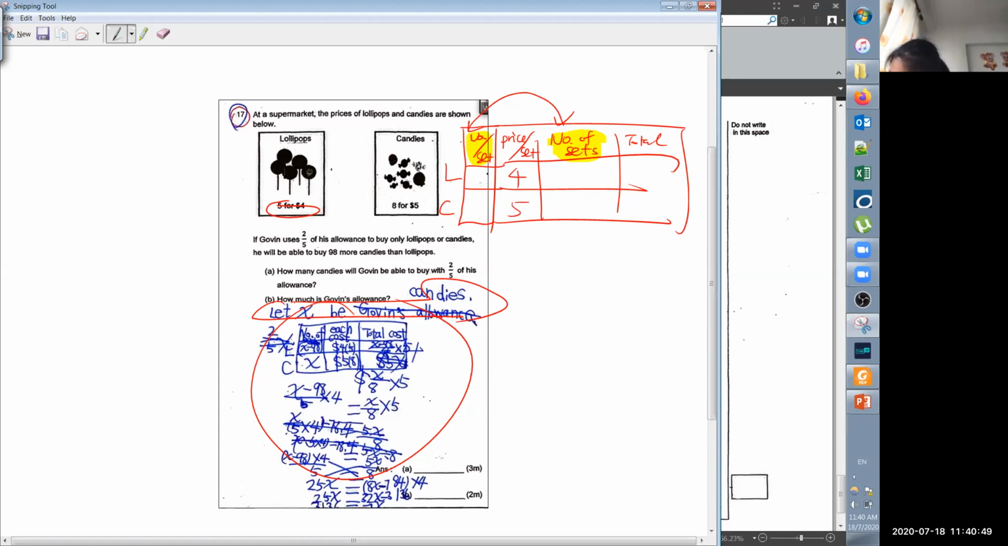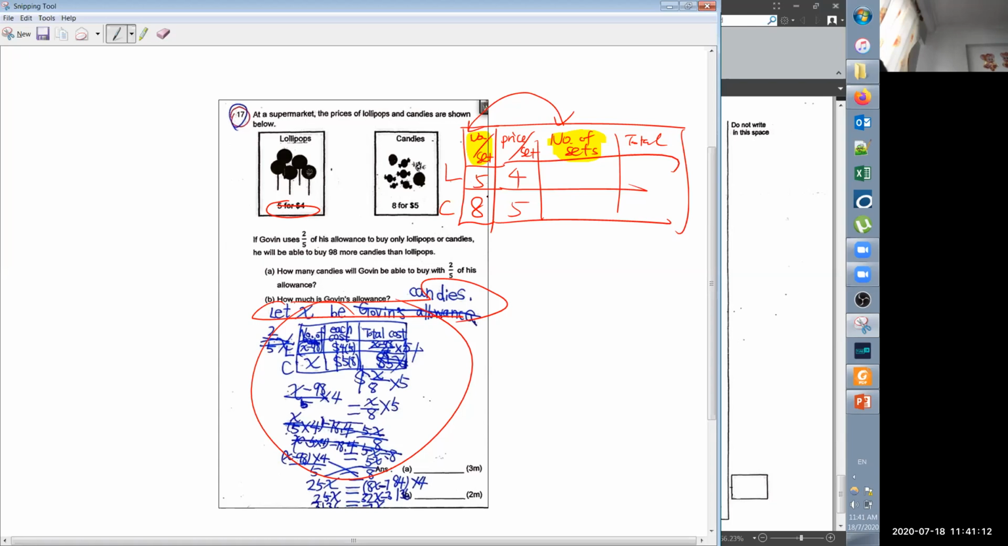Okay, so the number per set is what? One set is 5. This one set is 8. Okay, now it says if Govin uses 2/5 of his allowance to buy only lollipops or candies, he will be able to buy 98 more candies than lollipops.